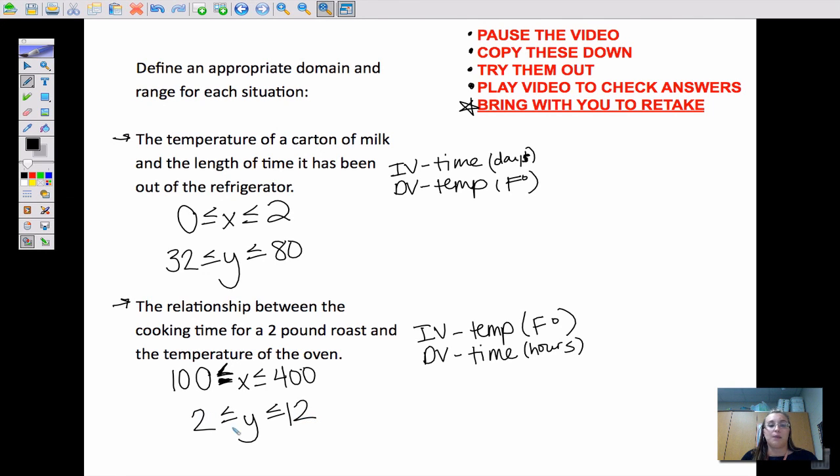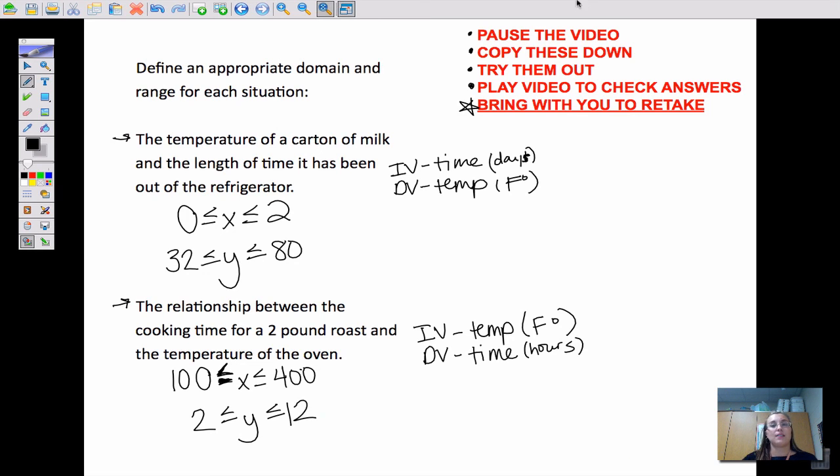If you set it really hot, maybe it only takes 2 hours to cook. If you set it really cold, or not very hot, it probably would take maybe up to 12 hours to cook. And I'm really not sure if those are perfect, but that's my reasoning, and I think that it's at least somewhat of a reasonable way to describe this situation.